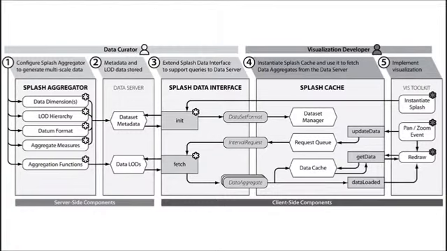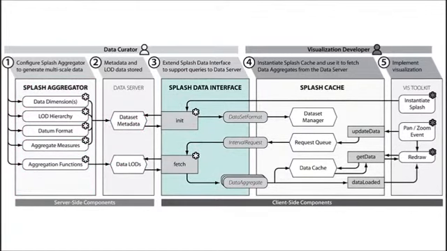The Splash framework considers two distinct developer roles: the data curator, who manages the data on the server, and the visualization developer, who creates the visualization for the end user. Splash consists of three modules. The Splash aggregator is used by the data curator to blueprint a multi-scale version of the dataset and define aggregation functions used to generate the levels of detail. When the Splash aggregator is run, it stores both metadata and pre-computed level of detail data on the data server.